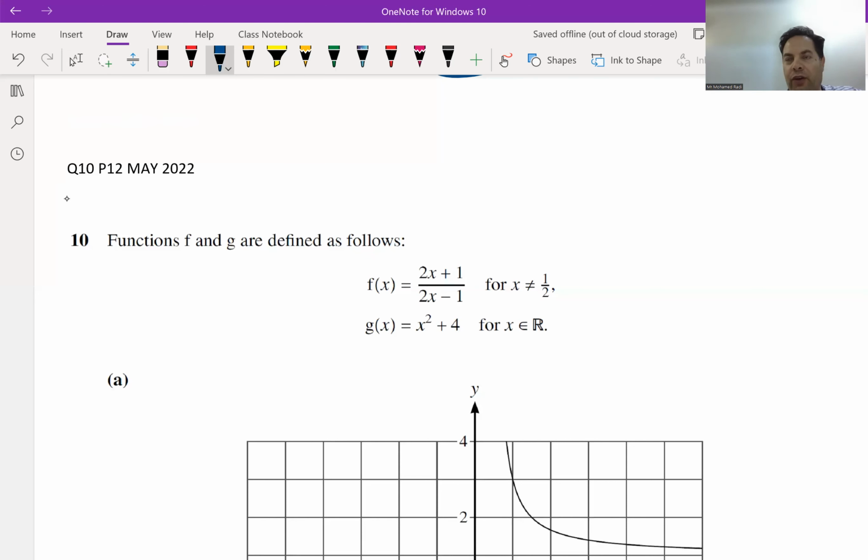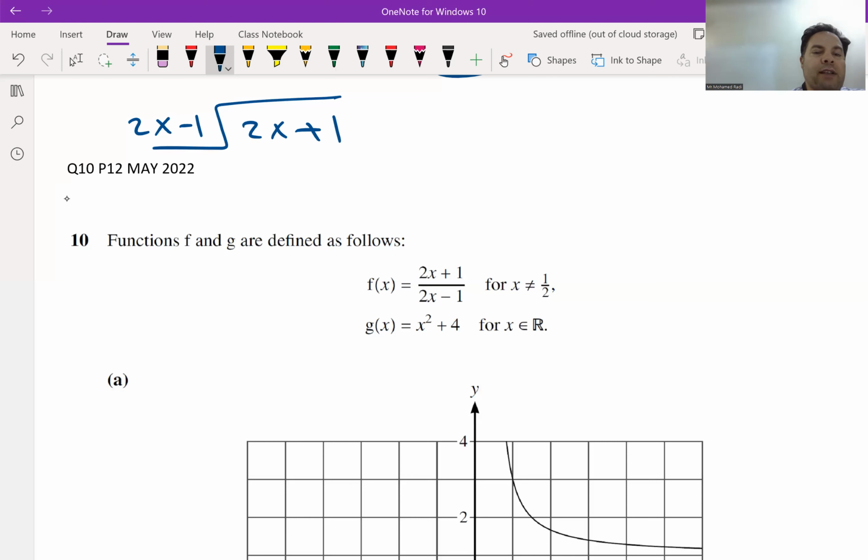For polynomial functions, A2 students have a lesson on how to use long division. If you divide 2x plus 1 by 2x minus 1, the answer will be 1, and there is a remainder, so you can find it. This is the first method. If you use long division for 2x plus 1 divided by 2x minus 1, as I told you, this is extra for AS students.